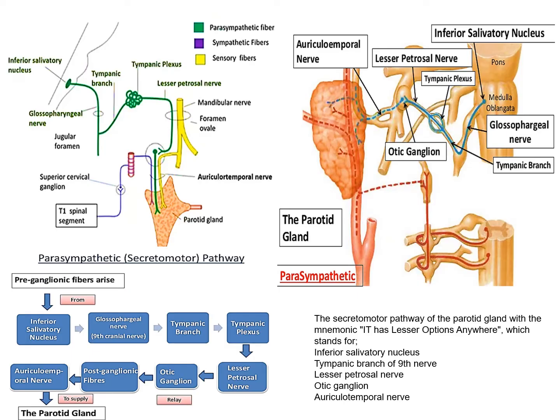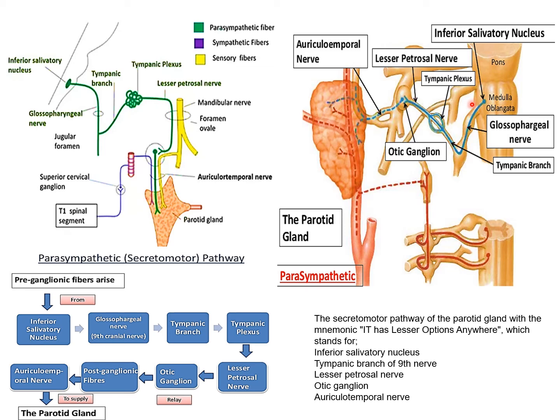Now talking about the parasympathetic or the secretomotor pathway, the preganglionic parasympathetic fibers arise from the inferior salivatory nucleus of the medulla oblongata, and they pass through the tympanic branch of the glossopharyngeal nerve. The tympanic branch of glossopharyngeal nerve forms the tympanic plexus, and the lesser petrosal nerve arises and relays in the otic ganglion. The postganglionic fibers pass through the auriculotemporal nerve and they reach the gland.